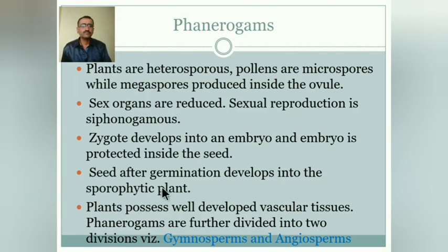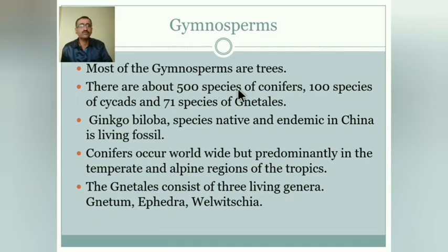Further, the plant possesses a well developed vascular tissue system, and phanerogams are further divided into two divisions, gymnosperm and angiosperm. These are the general characters of the phanerogam, and all these characters are present in both gymnosperm and angiosperm. But further, they again have different characters. Let us see what they are.